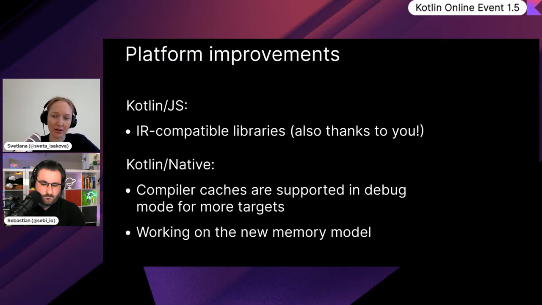Also, the Kotlin team is working on the new memory model. You can check the recent blog post describing all the details about it and the plans. So we expect some development prototype to be ready by the end of summer, I think. I'm sure a lot of people are very excited about this because that's a question that's regularly in the Twitter mentions and in our Q&A forums.